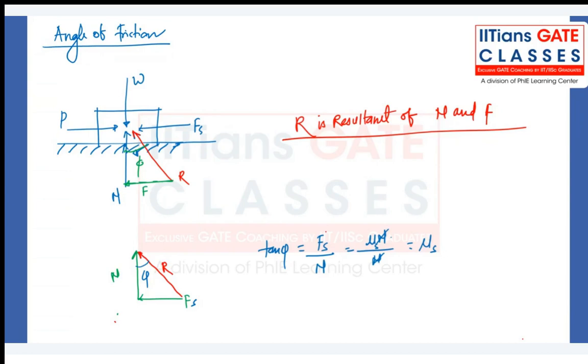Tan of angle of friction is equal to coefficient of static friction, mu s. Okay, I'll repeat if it is not clear to you.